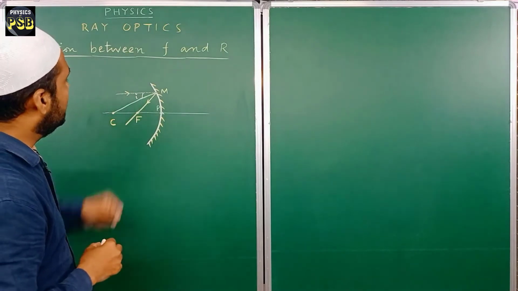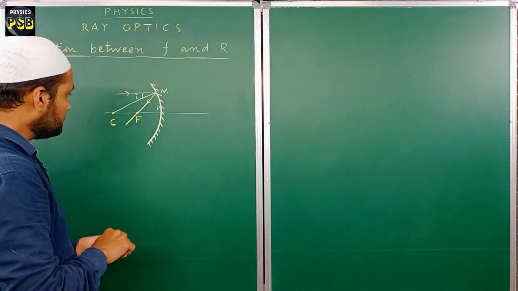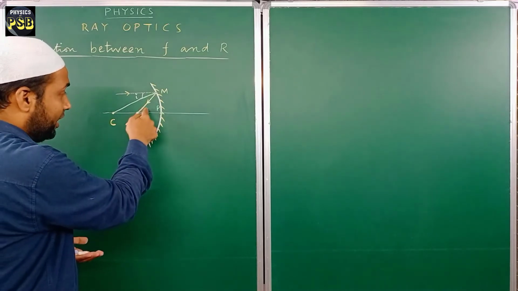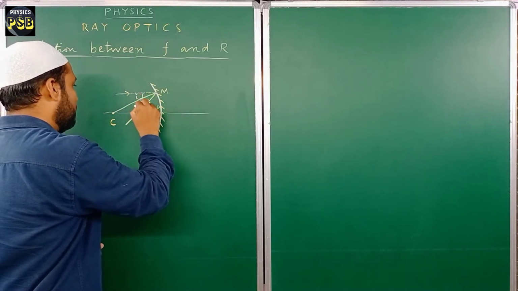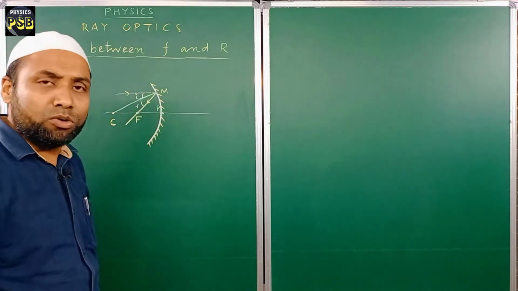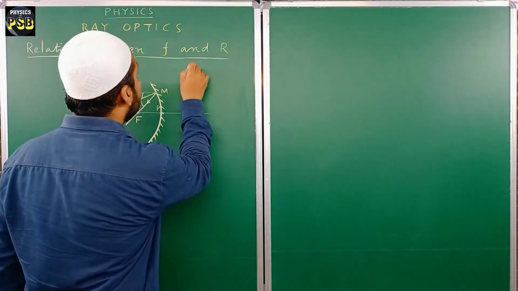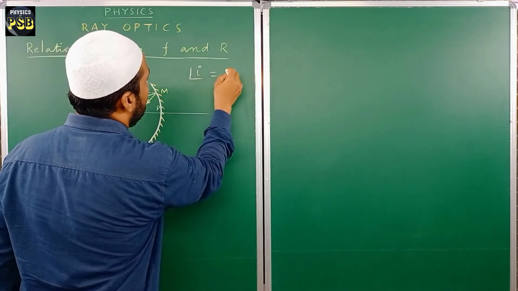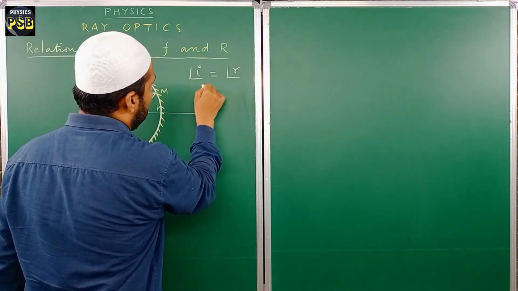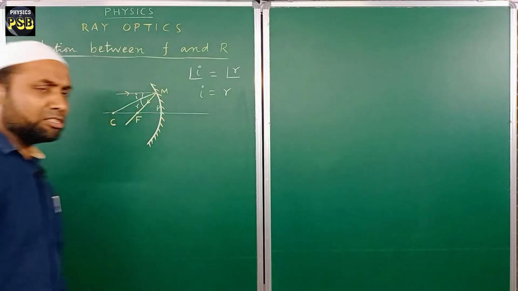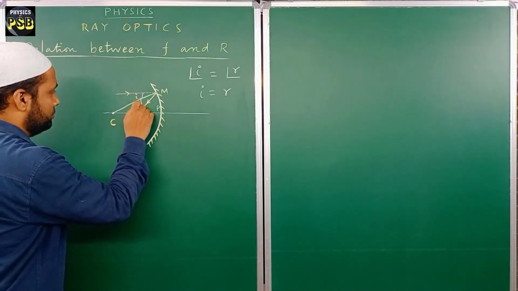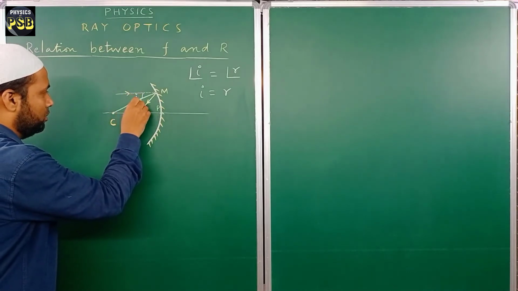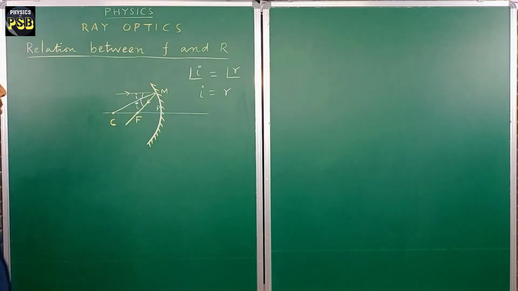And the angle between the reflected ray and the normal is nothing but the angle of reflection. According to the law of reflection, angle of incidence equals angle of reflection. So I is equal to R. By keeping this in mind, R is replaced with I. So the total angle between the incident ray and the reflected ray is 2I.